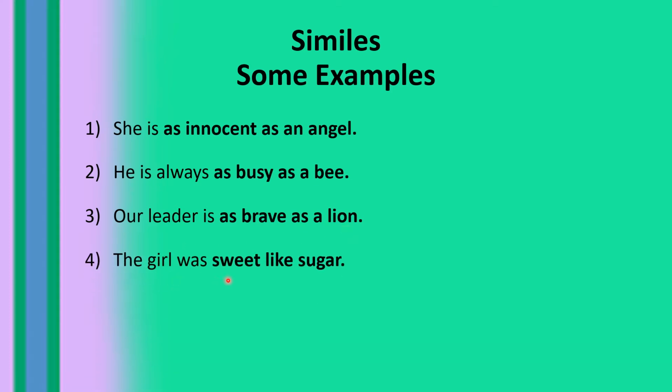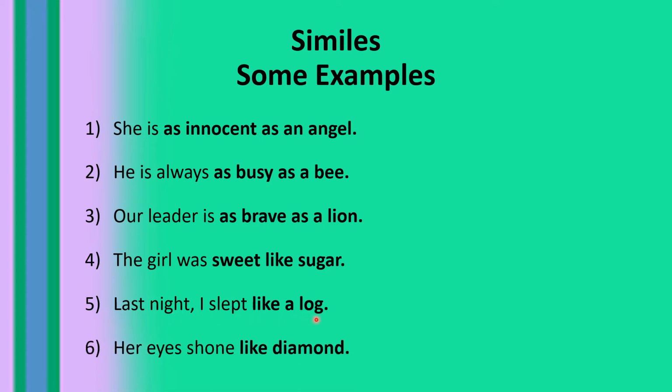The girl was sweet like sugar. Last night I slept like a log, and her eyes shone like diamond. You can see that the comparisons have been used in all these sentences, and you can also see that the special words as and like have been used to show the comparison. Never forget that in similes you use the words as or like to describe the comparison between two things.